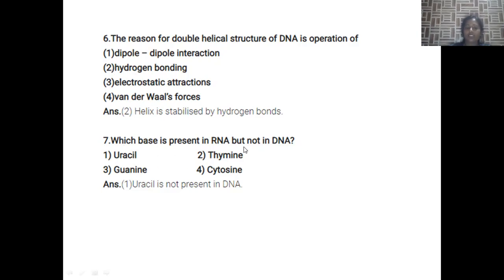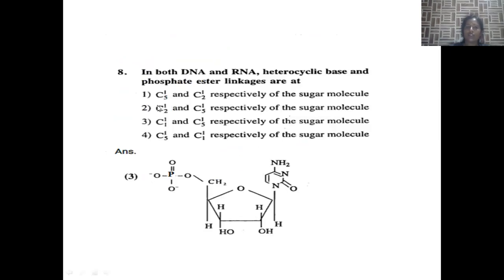Which base is present in RNA but not in DNA? Just now we discussed, the unique base present in RNA is uracil, and the remaining thymine, cytosine, guanine, adenine are present in DNA, deoxyribonucleic acid. But RNA contains the uracil base. This is not present in DNA. The next question.